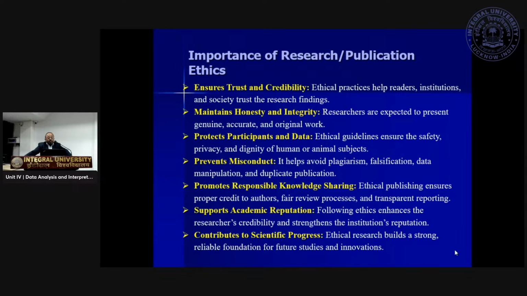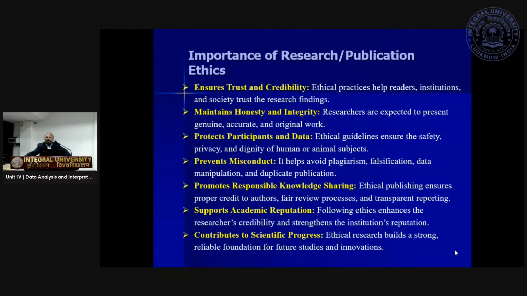Second, maintains honesty and integrity. Researchers are expected to present genuine, accurate, and original work. Third importance is protects participants and data. Participant means the ethical guidelines ensure the safety, privacy, and dignity of humans as well as animals which you are using in your research. Prevent misconduct. It helps avoid plagiarism, falsification, data manipulation, and duplicate publication.